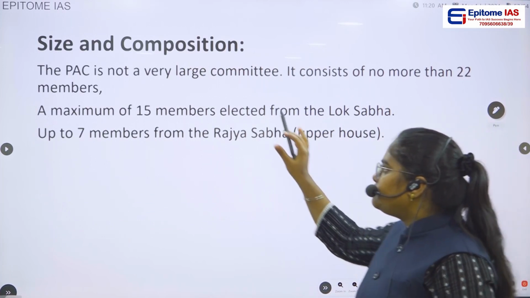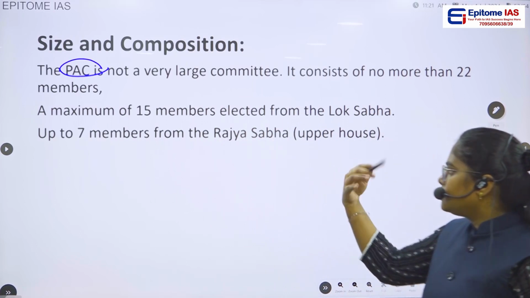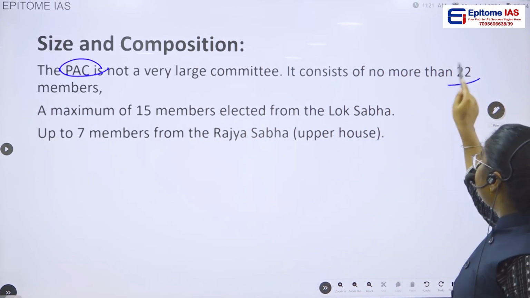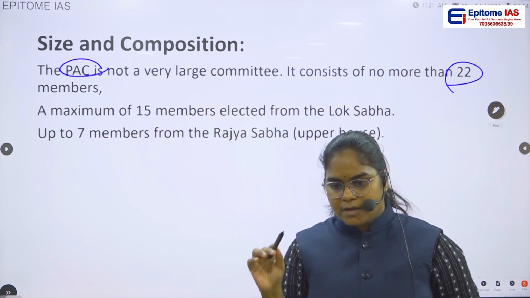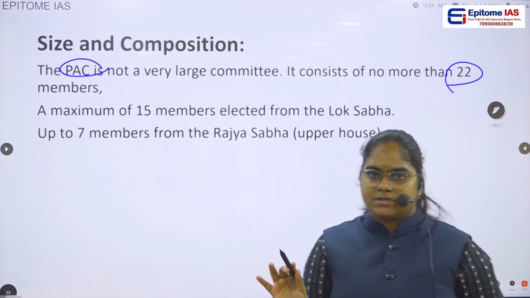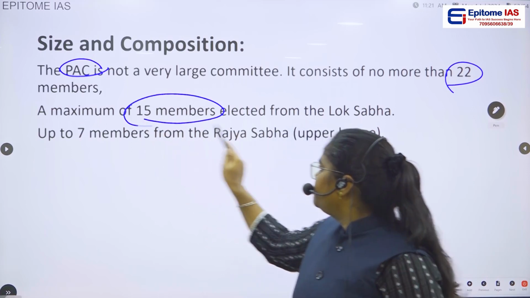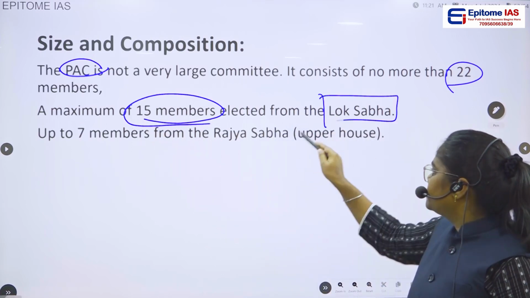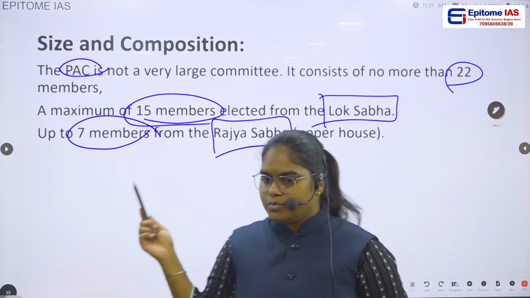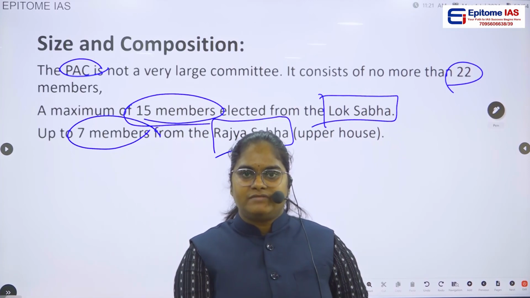So the size and composition of the Public Accounts Committee is that it should consist of no more than 22 members. Okay, so the total members can be 22, not more than 22 members for the Public Accounts Committee, and it has a maximum of 15 members from the Lok Sabha and 7 members from the Rajya Sabha. So it has members from both the Lok Sabha and the Rajya Sabha. It does not have members only from the Lok Sabha.